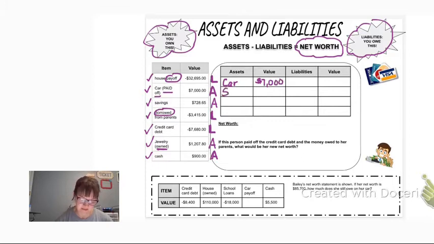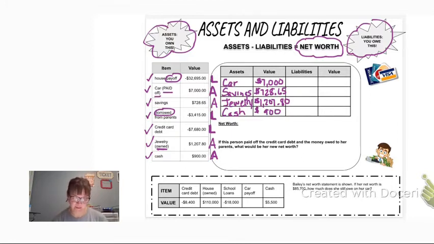We have money in a savings account, and that is $728.65. Jewelry that we own, and that was $1,207.80. And then cash, and that was $900.